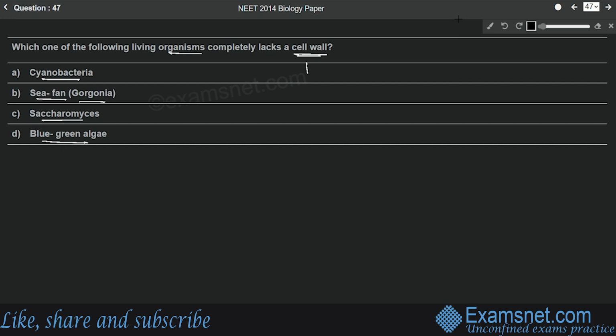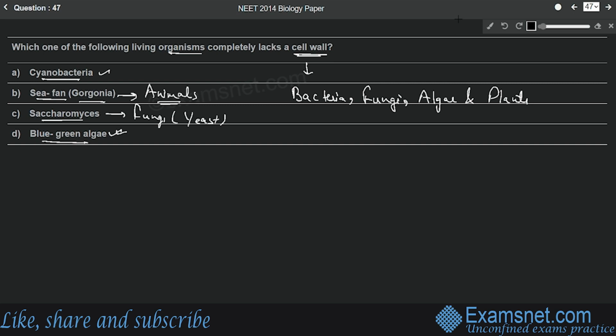Okay, so we know that the cell wall can be present in bacteria, then fungi, algae and higher plants. Okay, but not in animals. So here cyanobacteria is an example of algae. Blue-green algae is also a type of cyanobacteria. Then Saccharomyces is a fungi, that is yeast. Whereas sea fan, that is gorgonia, is an example of animal, right? And animals lack cell wall, they do not have cell wall. So option B will be the correct answer.